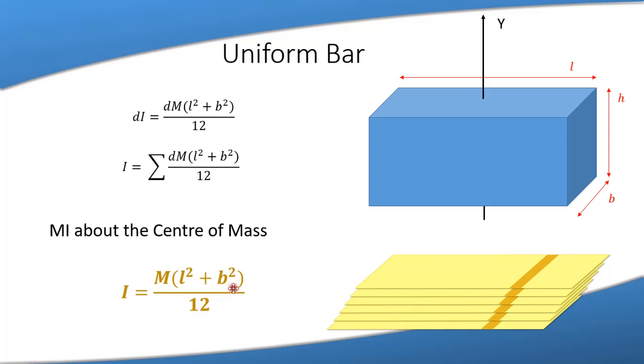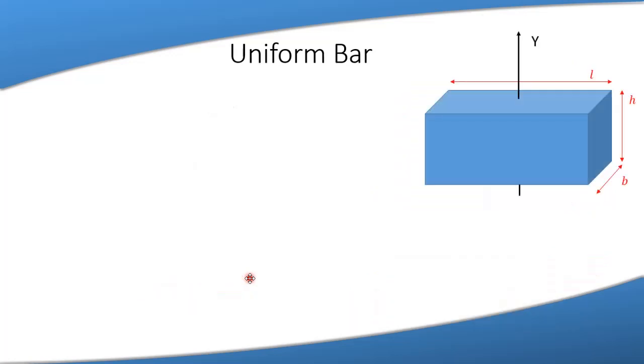You can find that the moment of inertia of a single rectangular lamina and that of the entire rectangular box is the same, and that is equal to m by 12 into l squared plus b squared, where l is the length and b is the breadth. So far we have seen the moment of inertia about an axis which is passing through the center of mass of the body.